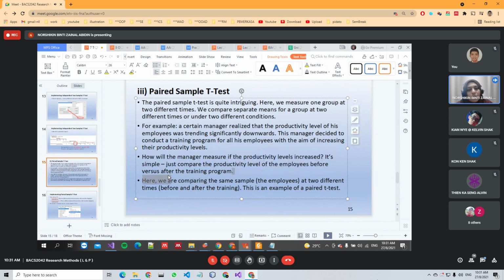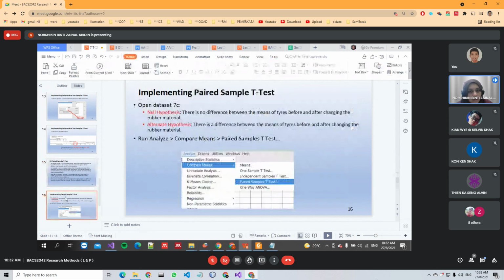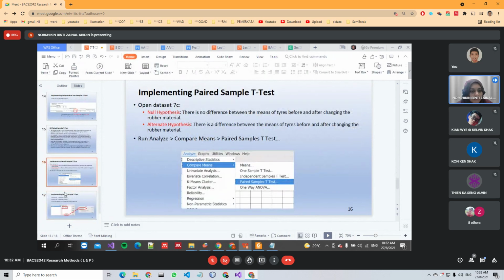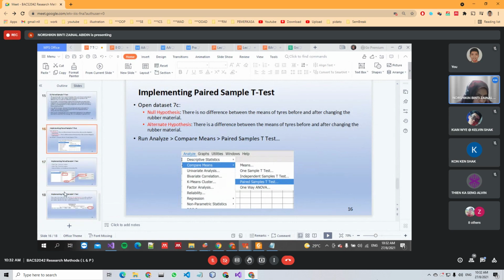They want to see the efficiency of the training program. So the training program is to increase the productivity level. Here we are comparing the same sample. The subjects here are the employees at two different times, before and after the training. So this is an example of a paired t-test. Okay, this one is for 7C.